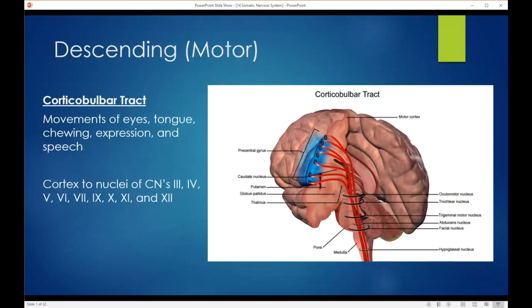We also have the corticobulbar tract. And the corticobulbar tract, you can see right here, there along that precentral gyrus. Okay, there it is. And so within that, we have the movements of our eyes, tongues, chewing, expression, and speech. This is cranial nerves 3, 4, 5, 6, 7, 9, 10, 11, and 12.